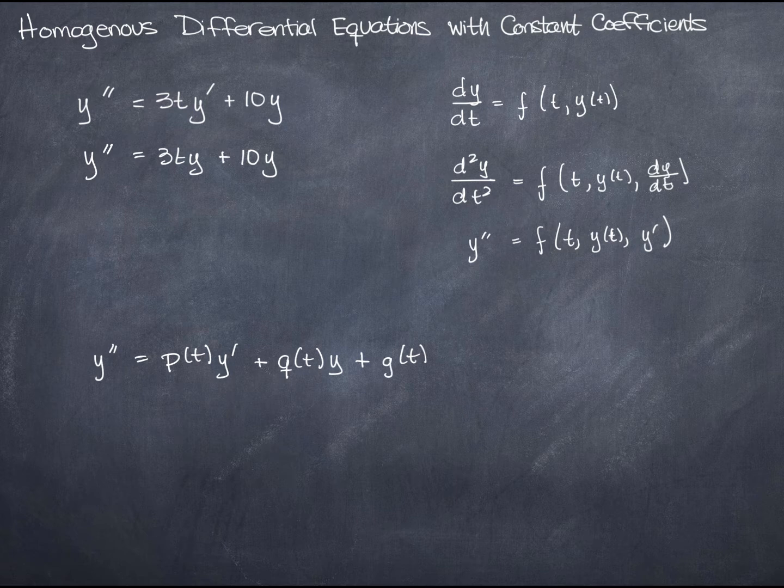And so I'll go back up to my previous example. My p of t in my previous example is 3t. My q of t is 10. And my g of t is 0.